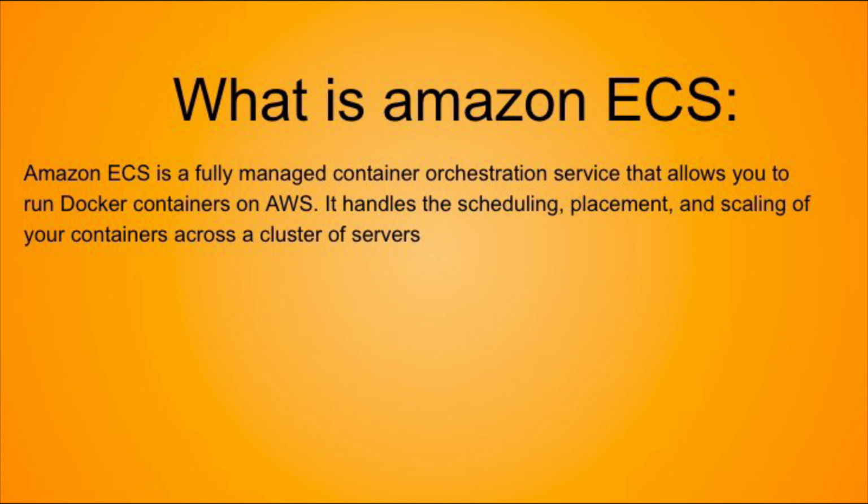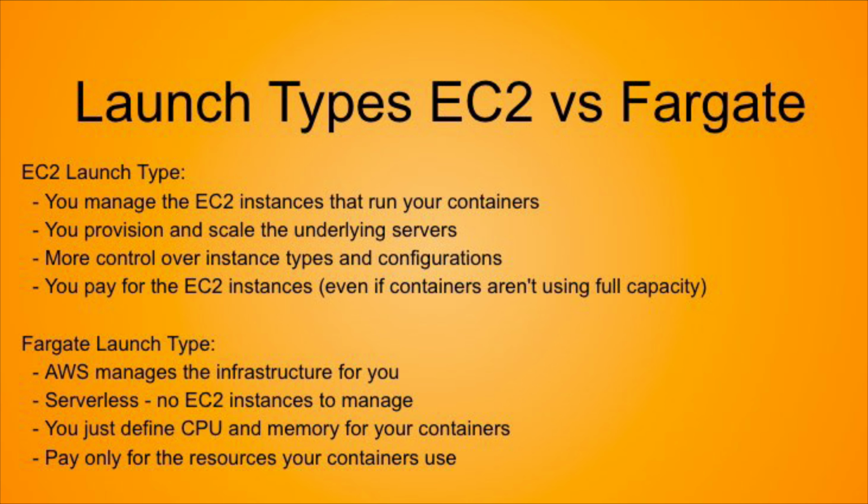There's no need to manage your own orchestration software because ECS is deeply integrated with AWS services like ALB, CloudWatch, IAM, and VPC. ECS supports two launch types for running containers: the EC2 launch type, where you manage the EC2 instances that run your containers, you provision and scale the underlying servers, you have more control over infrastructure types and configurations, and you pay for the EC2 instances.